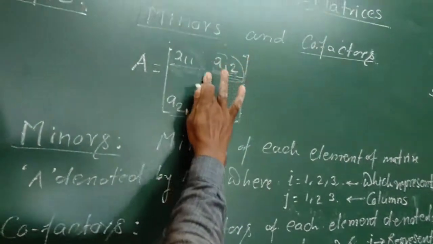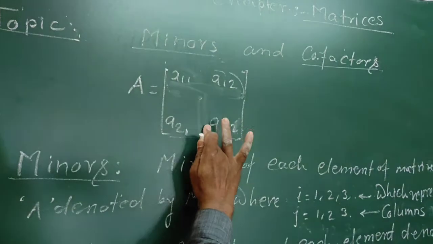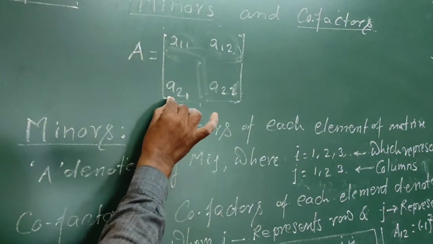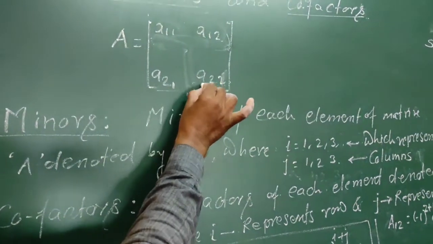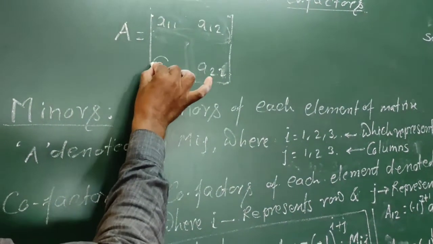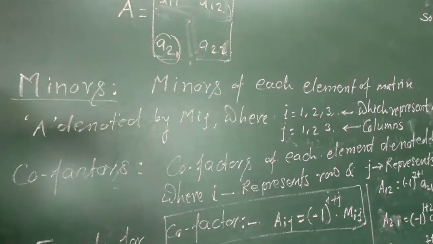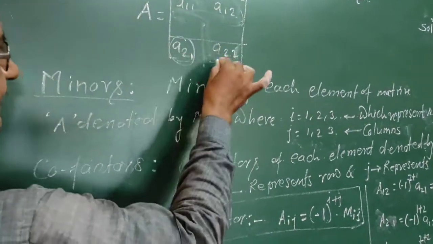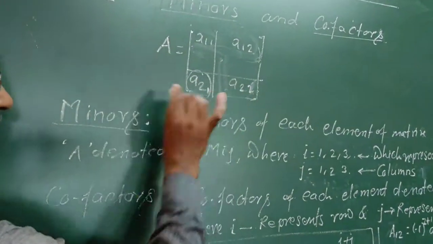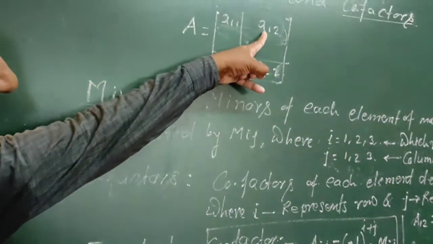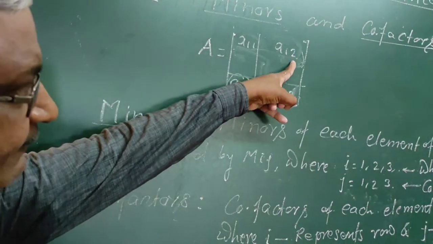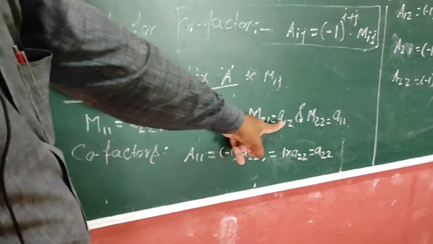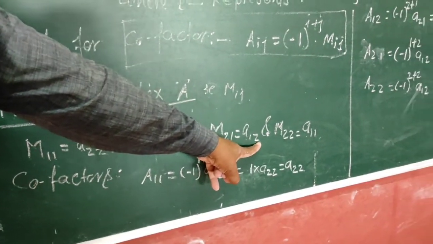Similarly, that first row has been completed here. Now we come to the second row. In the second row, there are two elements A21 and A22. So we want to find out the minor of this element. Again we adopt the same process. We delete the elements in the row and we delete the elements in the column. So what is the element left here? A12, and therefore minor M21 is A12.